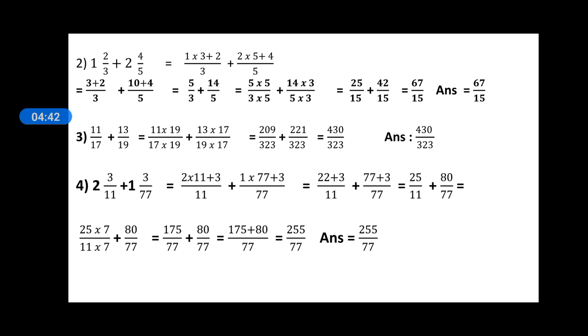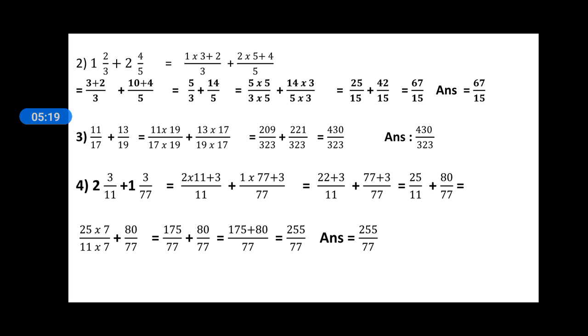Now you have to equalize the denominators. For that, we'll multiply denominator 5 with numerator and denominator of 5 upon 3. So it will be 5 into 5 upon 3 into 5. That comes up to 25 upon 15. In the same way, you will multiply denominator 3 with numerator and denominator of 14 upon 5. So it will be 14 into 3 upon 5 into 3. That will be 42 upon 15.